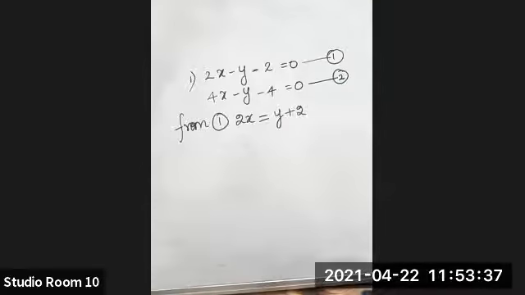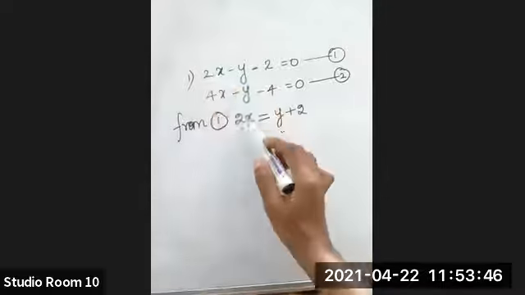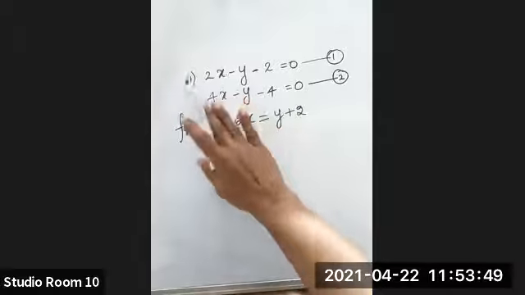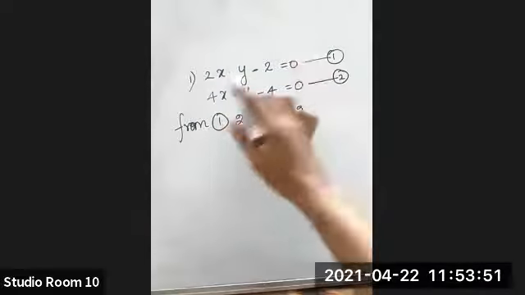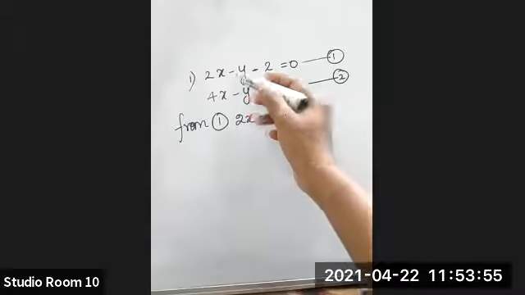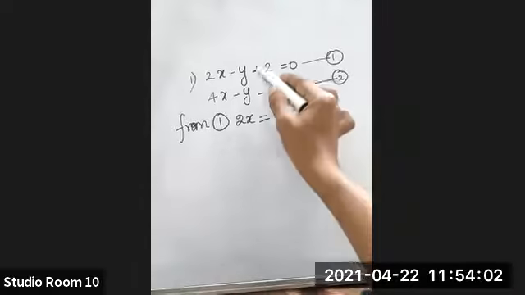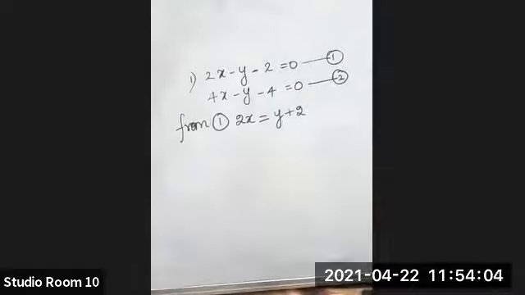From the first equation, I'm going to find out x in terms of y. We are keeping 2x alone here. You take the y terms to the other side. When you transpose it, the sign will change. Negative 2 will become positive 2. Is it okay up to this? Is it clear, children? Yes, ma'am.